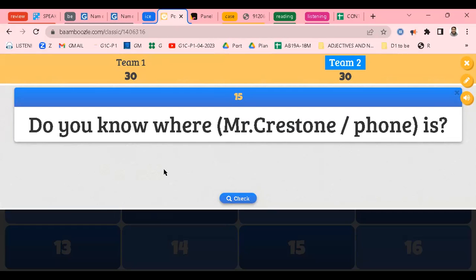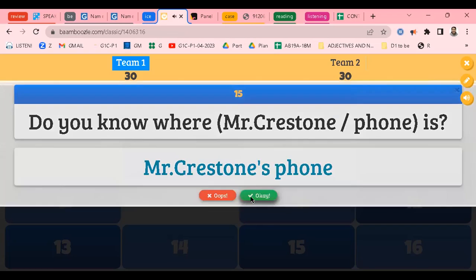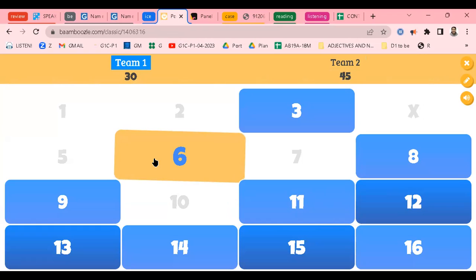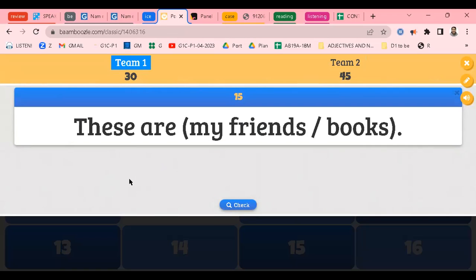Number 10. Okay. Do you know where Mr. Creston's phone is? ¿Sabes dónde está su teléfono? Teacher, do you know where Mr. Creston's phone is? Yes, it is. Excellent. Team one, go ahead, pick a number. Six. Okay. These are my friends' books.